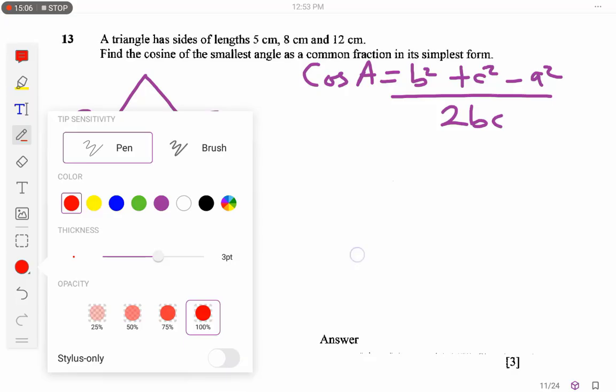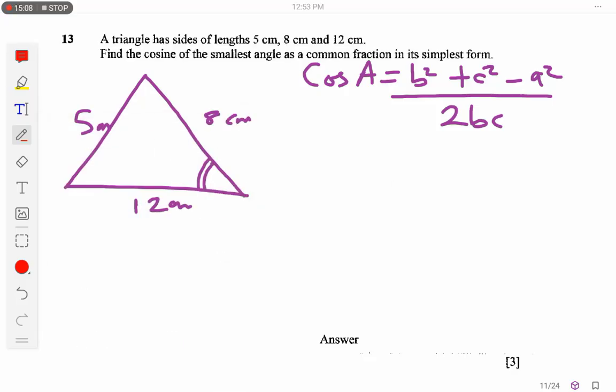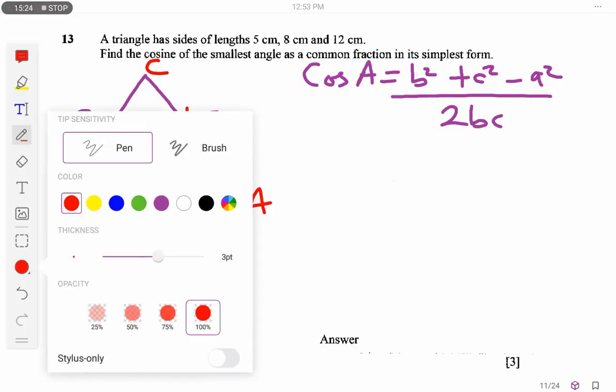So in my case, I can say this is my cos A, this is my A, like that. So this is my cos A, and this is my A side. Okay, this I can say is my B, this is my C. So this is my small letter C, my small letter B there. Then we can substitute. Let's substitute.